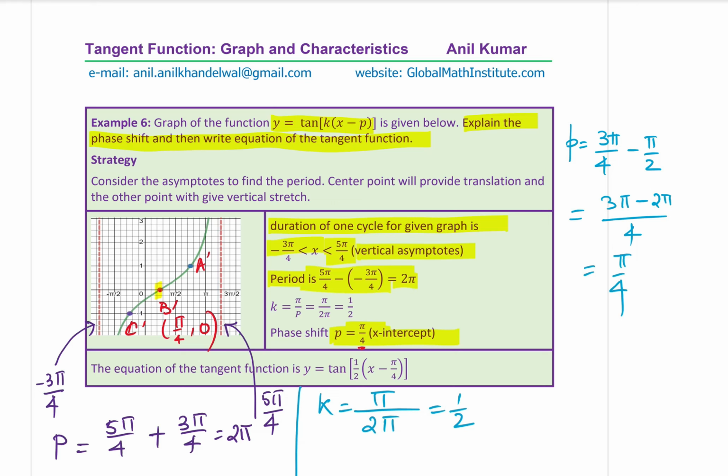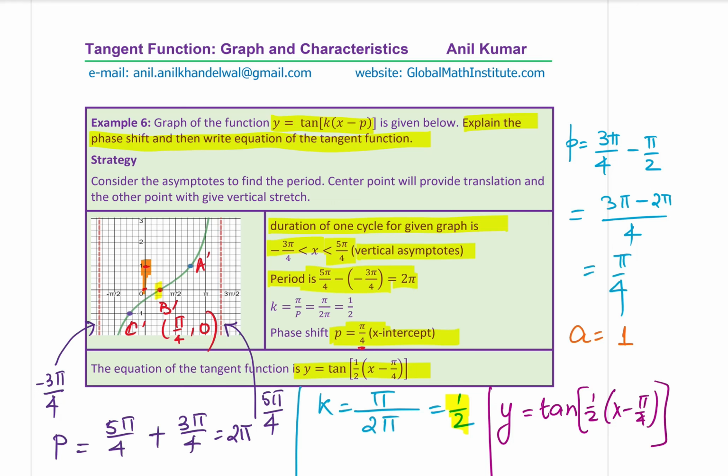And the vertical stretch, you can read directly from the y values difference between A and B. So this difference here between A and B is 1, and therefore the value of A is 1, right? So vertical stretch is not there, so 1. Therefore, we get our equation of the tangent function, which could be written as y equals tan of half of x minus pi by 4. You get the idea. And that is how we are going to write down our solution.